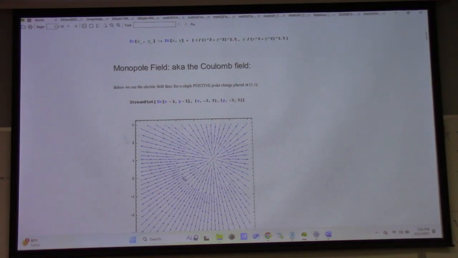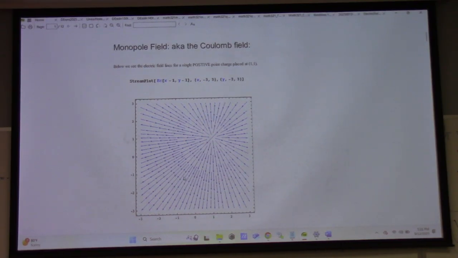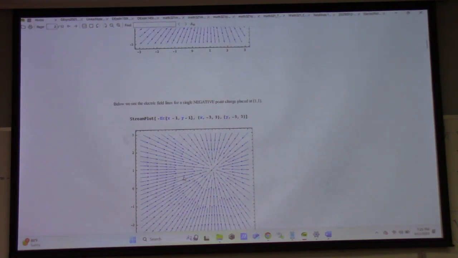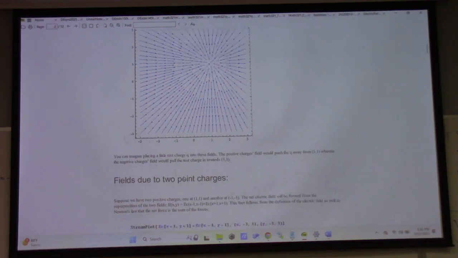Now this is a stream plot from Mathematica, which means it doesn't obey the laws of physics for streamlines, which is that we only draw lines starting where there's charge. If you look at this picture, you'll see Mathematica every so often starts lines where there's no charge, because Mathematica is very bad at physics. Here is a picture of a negative charge. Hey, the field lines go into it. All right, nothing too surprising yet.